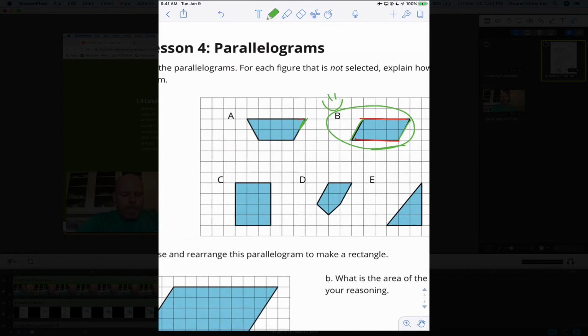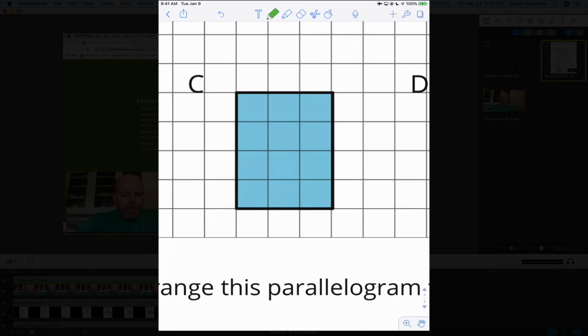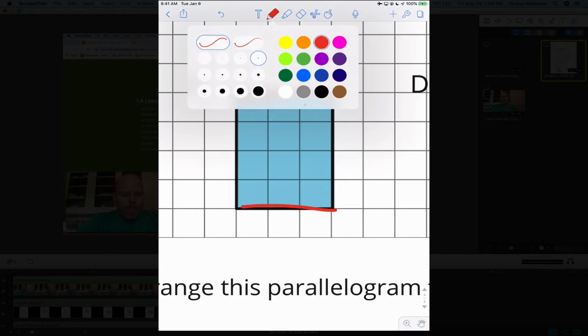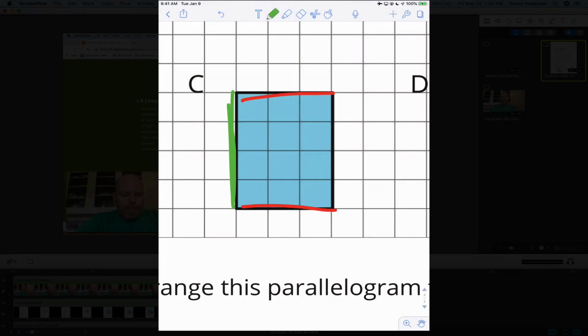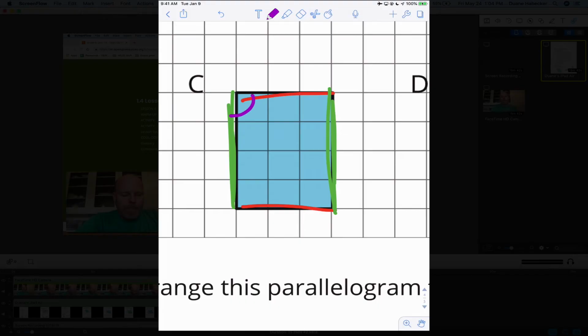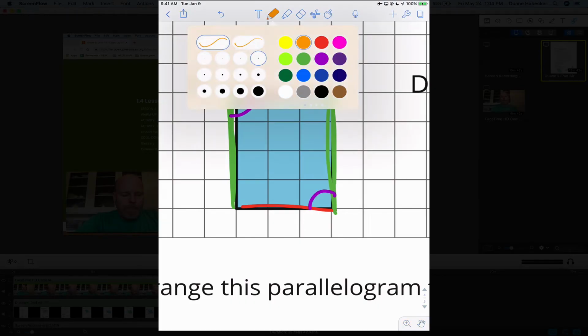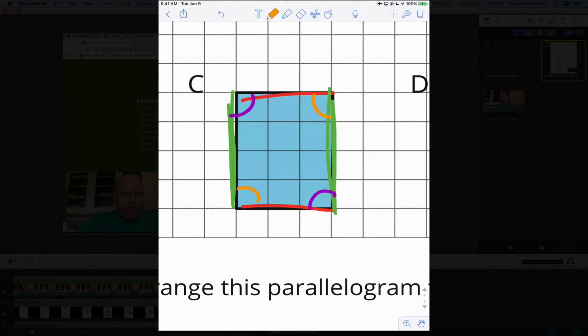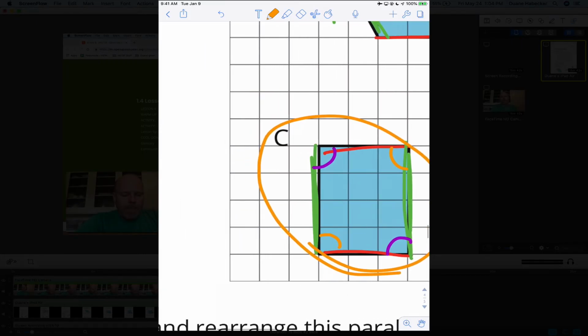All right, let's take a look at C. Now C is kind of tricky. You're going to say, well, it's not a parallelogram because it's a rectangle. Well, yes, indeed. But the opposite sides are parallel and equal. Here, the opposite sides are parallel and equal. And we can even go so far as to say the opposite angles are equal. So while it looks like a rectangle, it is also a parallelogram.